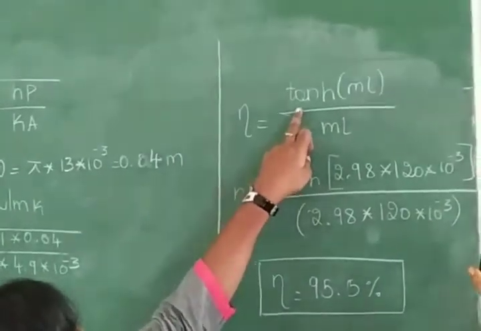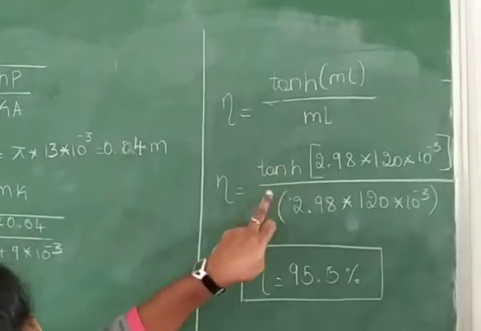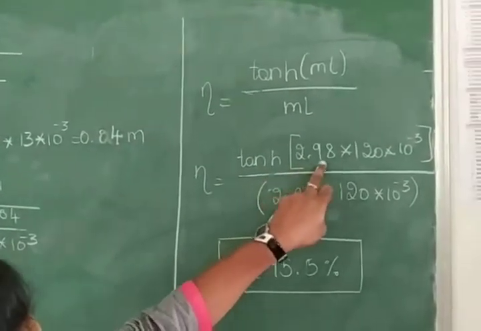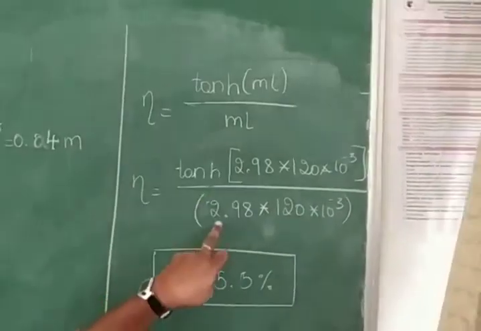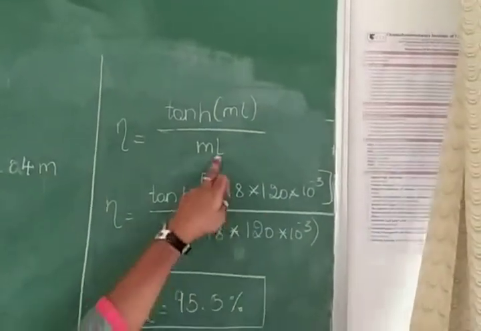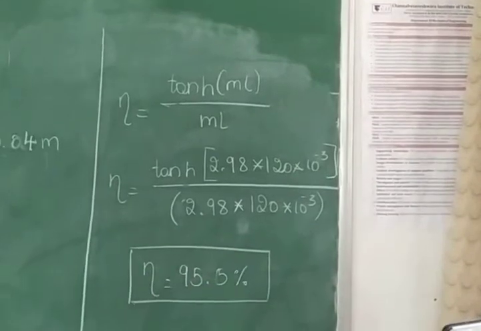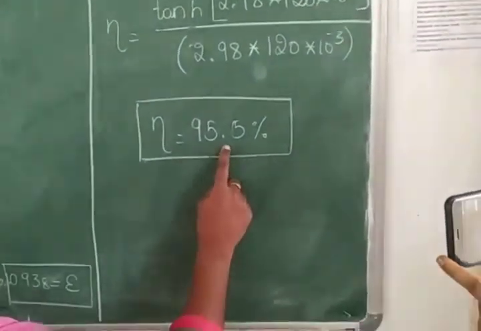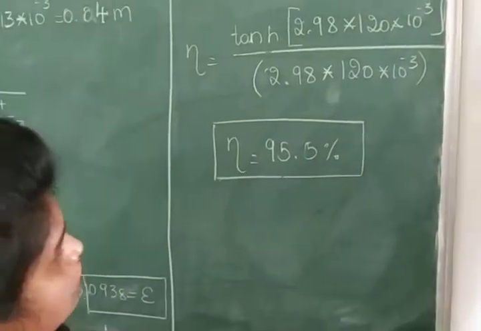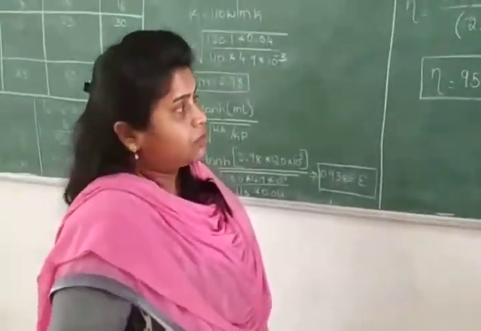So next our aim is to find out the value of efficiency of that pin fin. It is nothing but tan hyperbolic ml divided by ml. So tan hyperbolic, M value is 2.98, L is length, 120 millimeter. So M value we have calculated, it is 2.98, L value is again 120 into 10 power minus 3. If you do the calculation, the value of efficiency we are getting is 95.5%. So this is the complete calculation of natural convection.